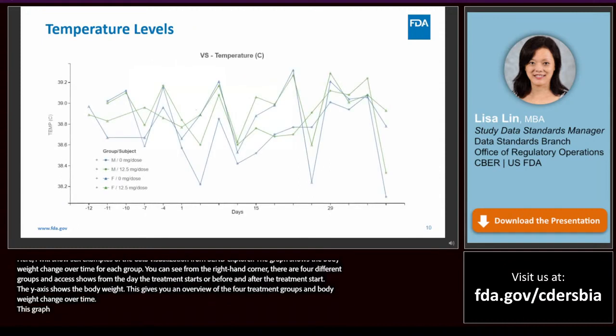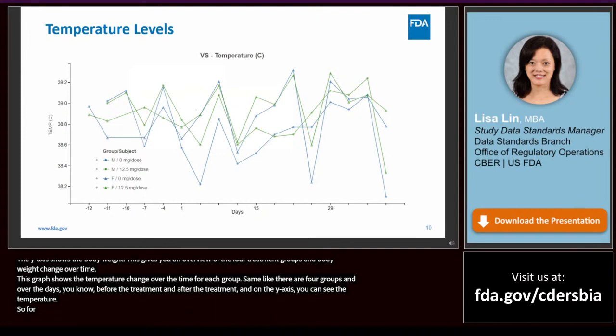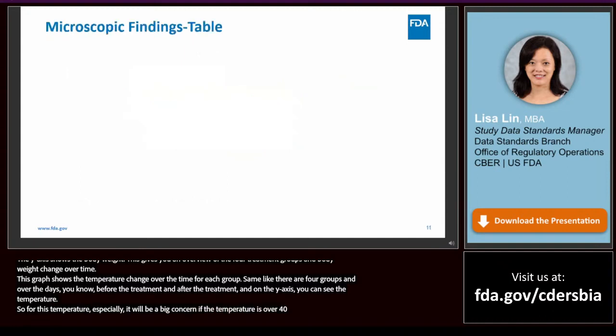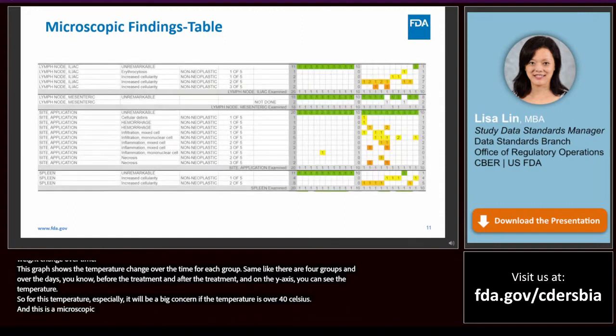This graph shows the temperature change over the time for each group. Same like there are 4 groups, and over the days, before the treatment and after the treatment. And on the y-axis, you can see the temperature. So for this temperature, especially it will be a big concern if the temperature is over 40 Celsius. This is a microscopic findings table. You can tell from the color and the number to see if the finding result is remarkable or not.